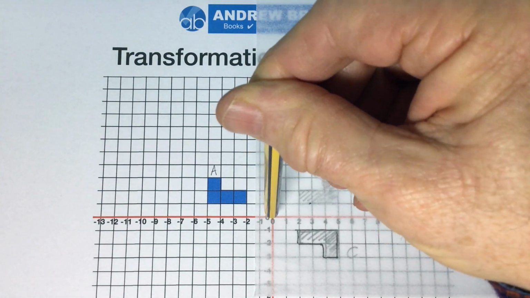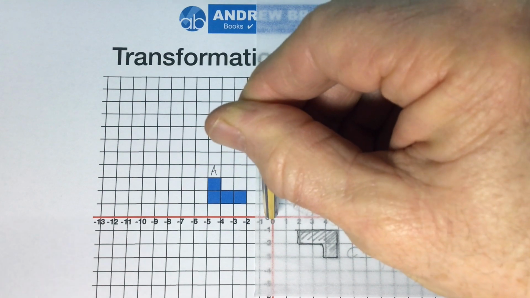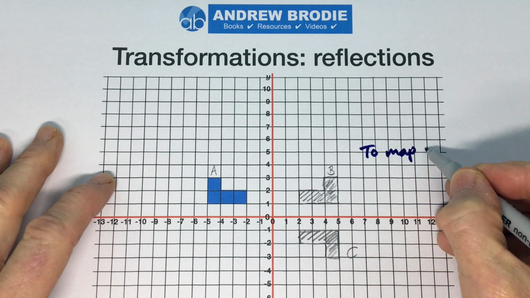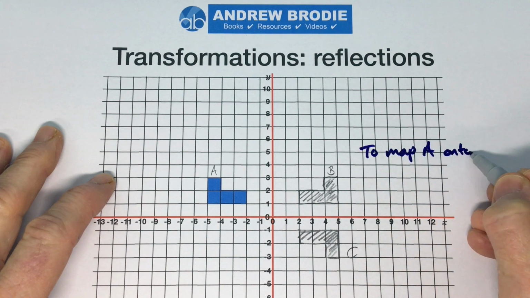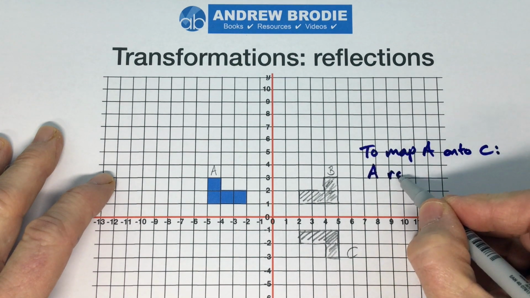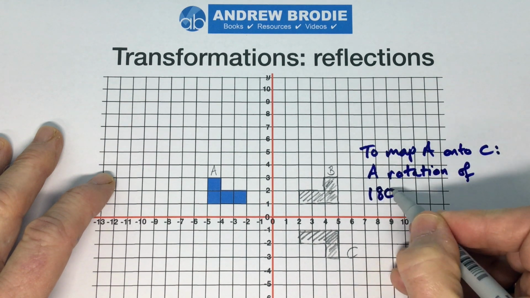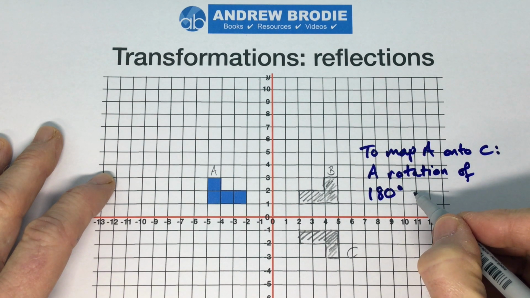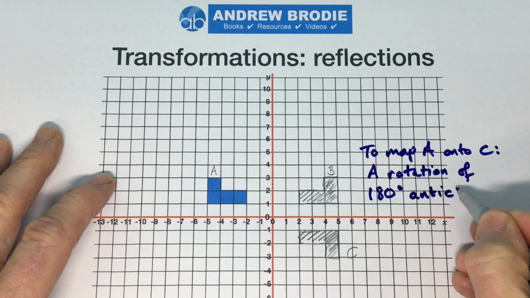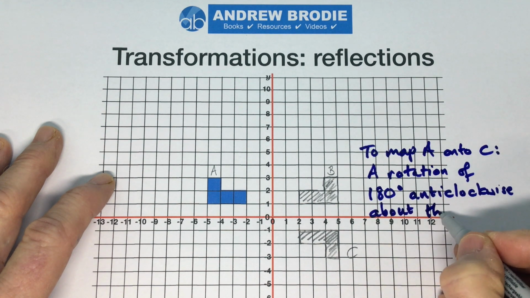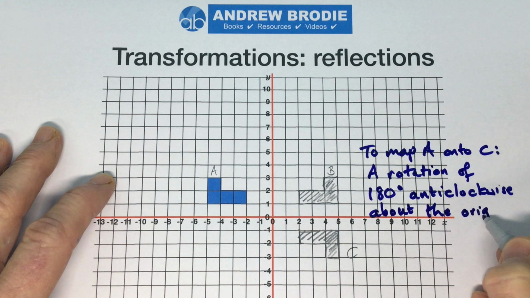So to map shape A onto shape C using a single transformation, we can say to map A onto C, a rotation of 180 degrees, and it could have been clockwise, but the way I did it was anti-clockwise, so that's fine, about the origin. So we are specifying that the origin is the center of rotation.